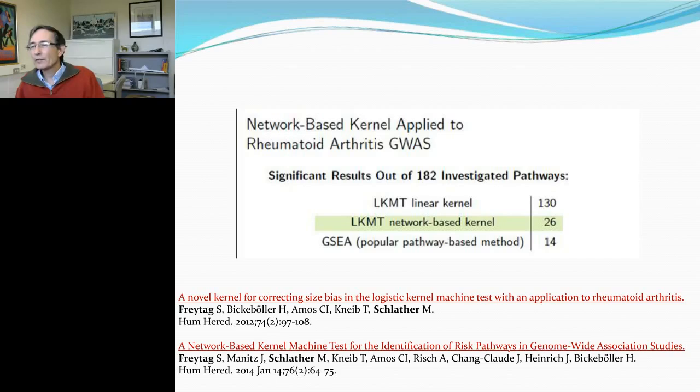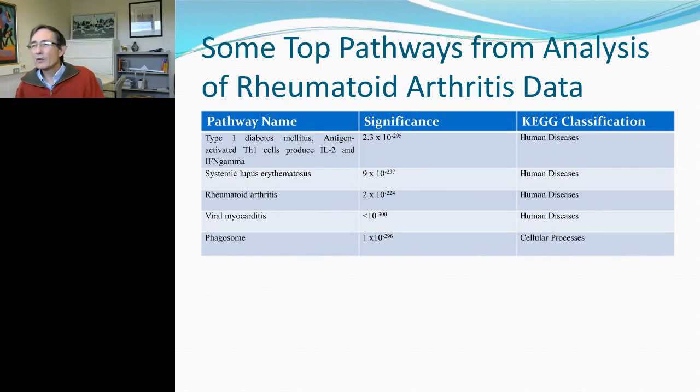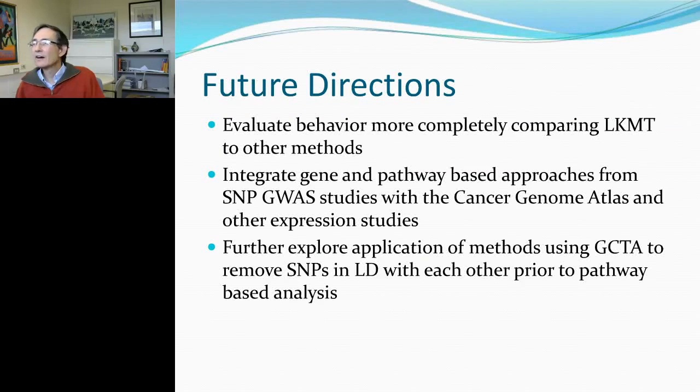We felt that the network-based kernel provided the most succinct characterization of the pathways that were identified. And in this figure, I'm giving you the two references for this method. Some of the top pathways from the analysis include type 1 diabetes, systemic lupus, rheumatoid arthritis, which we expect, viral myocarditis, and the phagosome, which is probably a new network for rheumatoid arthritis. So there were some novel findings from this analysis.